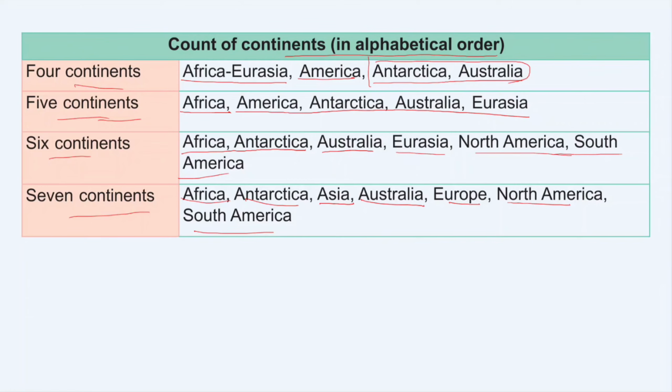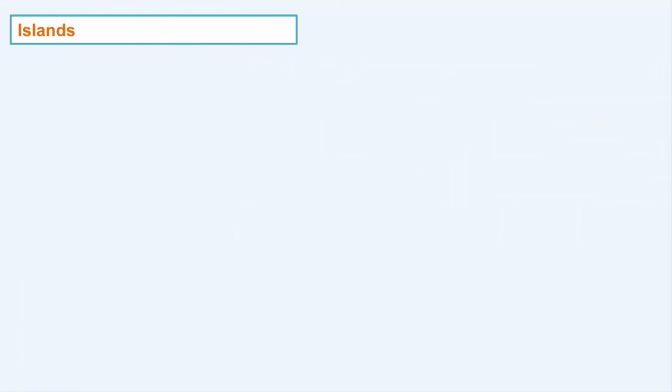But in practice, this list of 7 continents is one of the most widely adopted and used. When you are asked in an exam how many continents there are, you can write 7 continents, that will be your answer. But if you are asked in how many ways you can count continents, you can write all these things. There are so many ways in which we can count continents. So I hope this makes it clear.